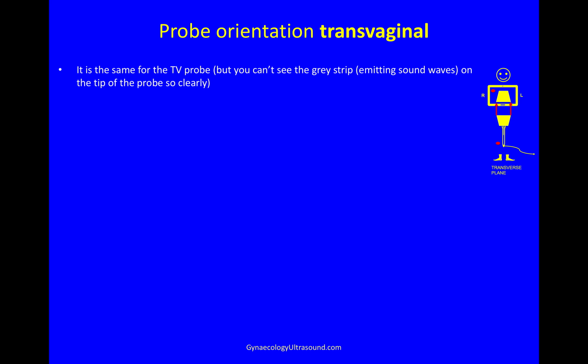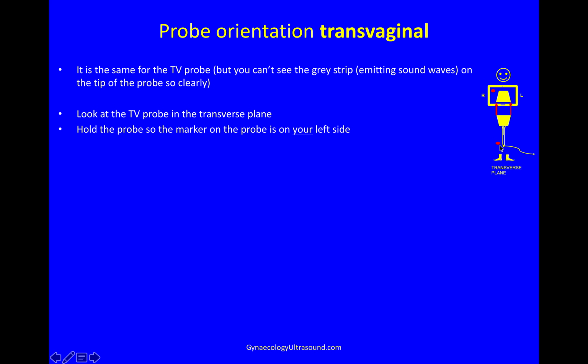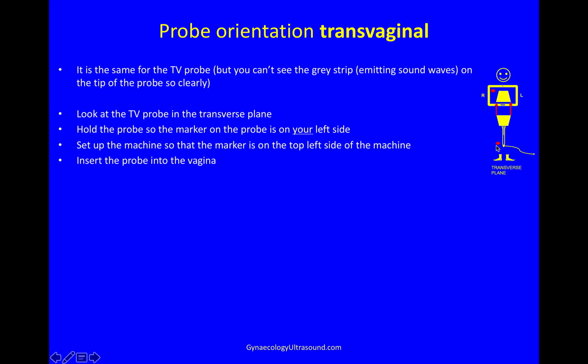Transvaginal, it's just the same, but you can't see the grey strip on the tip of the probe so clearly, but if you really look, you might see it, but otherwise look for where the marker on the probe is. So you look at the TV probe in the transverse plane so that the marker on the probe would be on your left side, or on the patient's right if you prefer. And then you set up the machine so that the marker is on the same side, so it's on the patient's right, and then you insert the probe into the vagina.